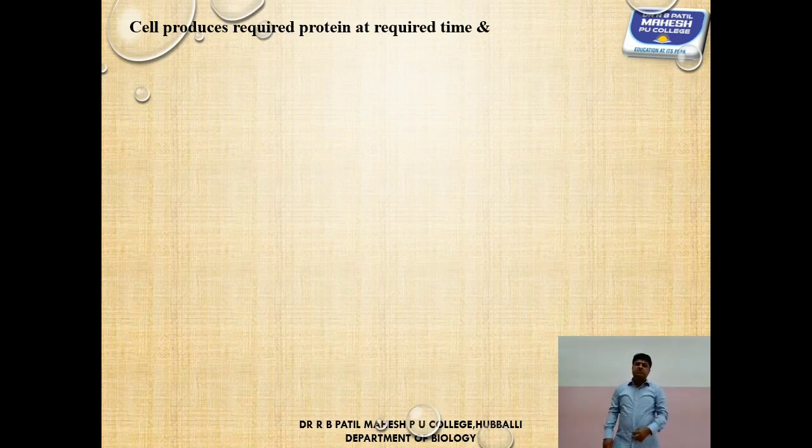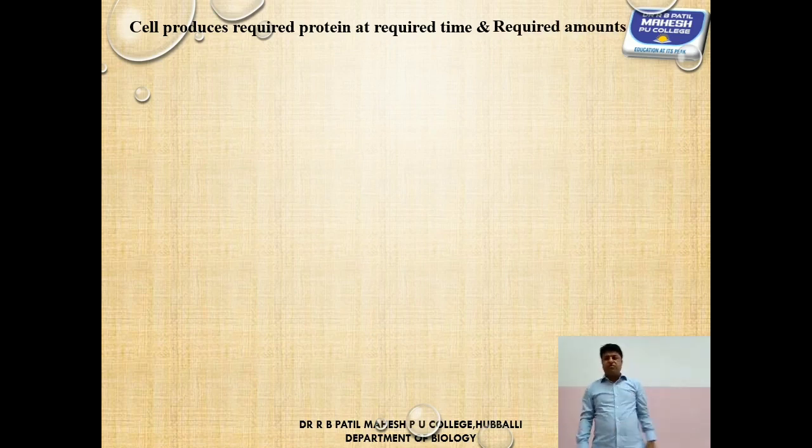The cell produces the required protein at the required time, and it will produce the required amount. Okay, so all the time it will not be expressed, it is suppressed. In the presence of inducer, that particular gene is expressed.